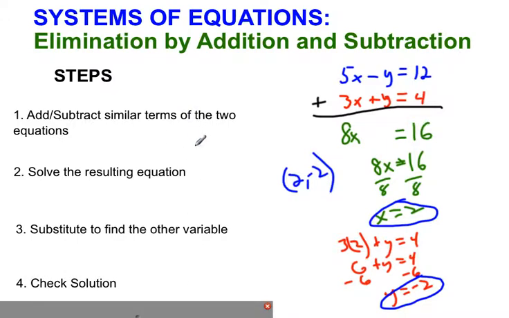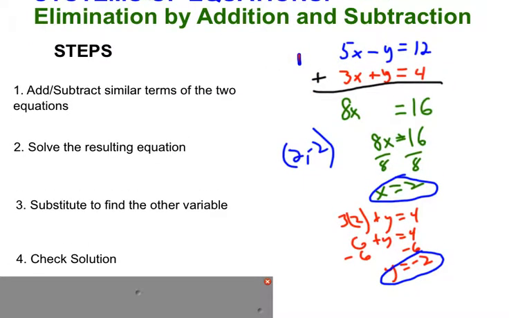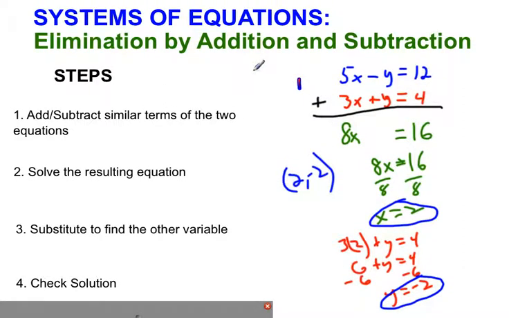All right, the first thing we did was we added, or we can subtract as we'll see in a minute, but we added in this case, we added the two equations together. We added the similar terms and eliminated one of them. So what do we mean by that? What do we mean by add and subtract similar terms of the two equations?